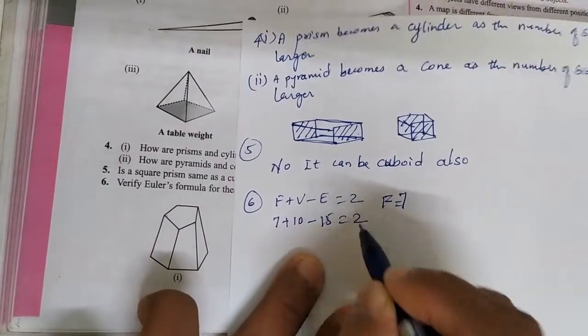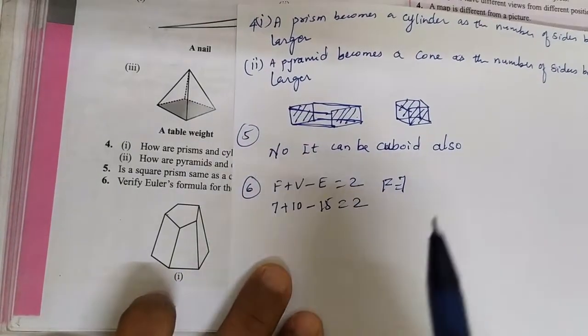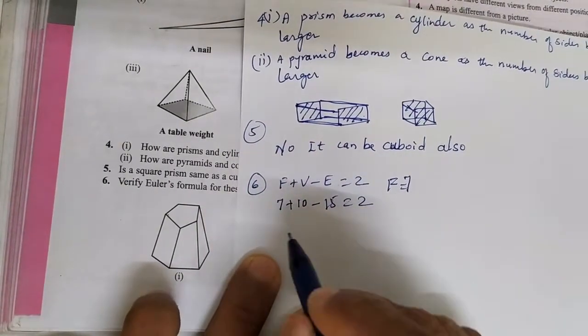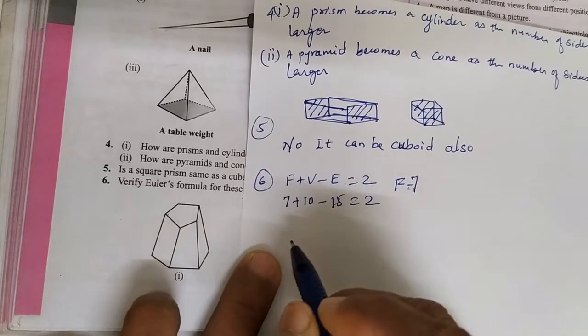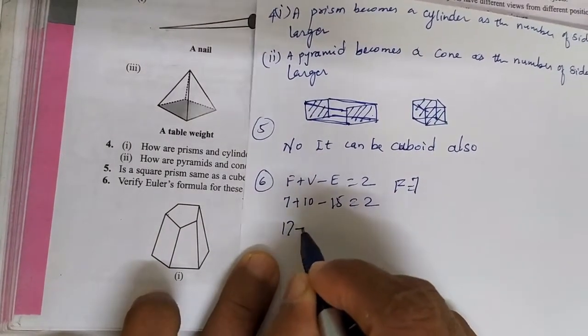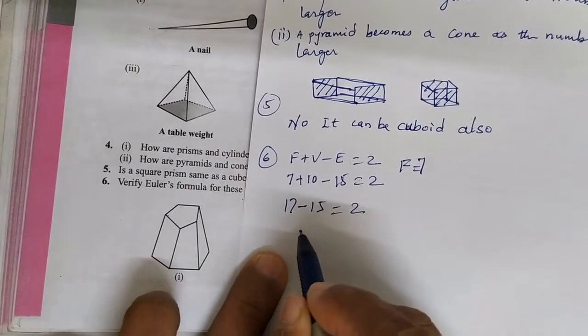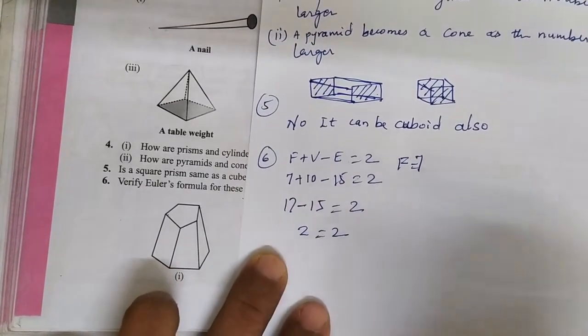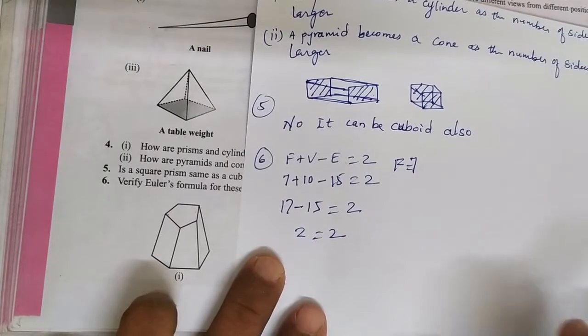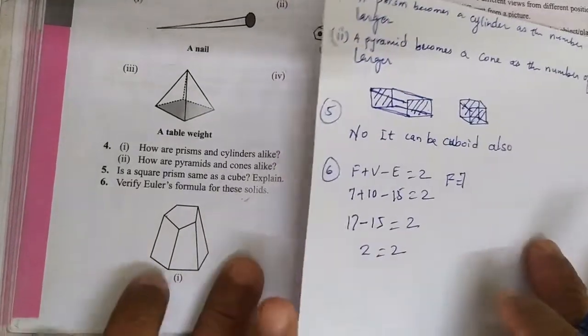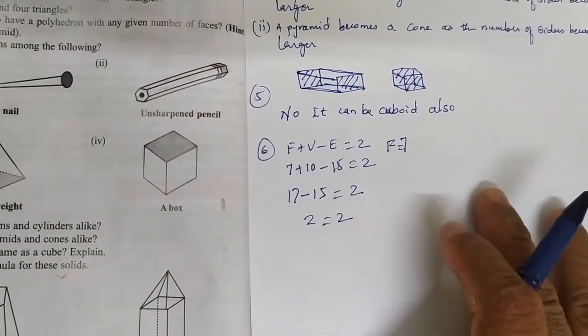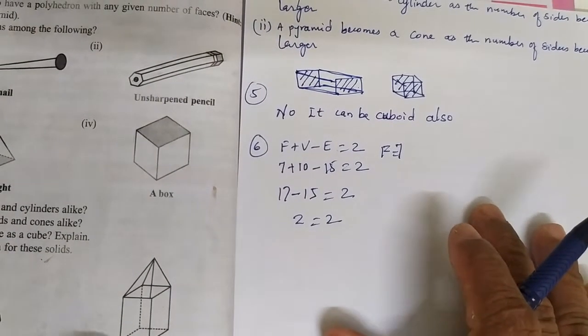So if this number comes out to be 2, then it is true. 7 plus 10 is 17, minus 15 is 2. Correct? 2 is equal to 2. So this is true for this figure. We will verify the next figure, the second figure.